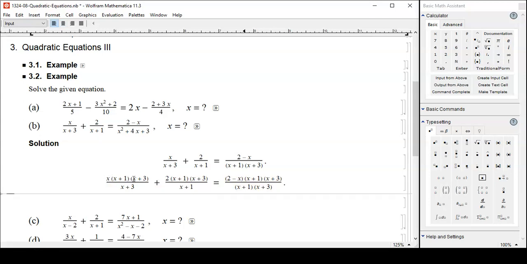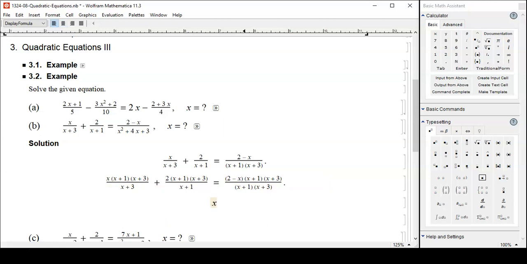Do you see this x plus 3 crossing out that x plus 3? Do you see this x plus 1 dividing out this x plus 1? And finally here, entire thing goes away. And the result is x times x plus 1, here 2 times x plus 3, and equals 2 minus x.